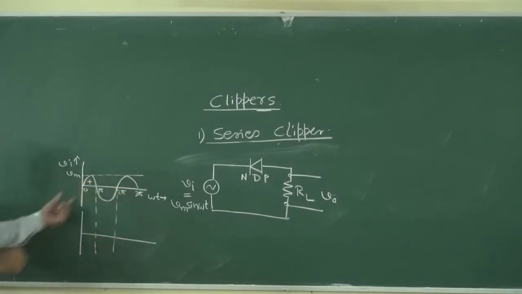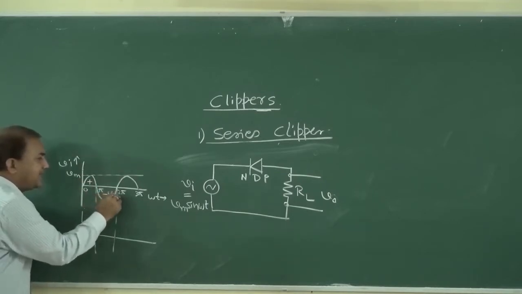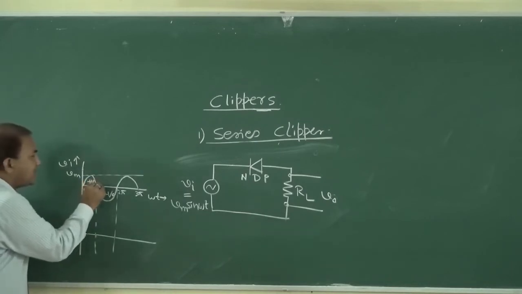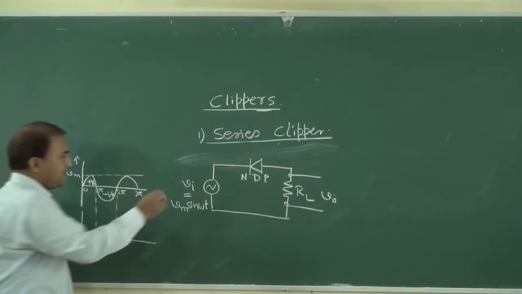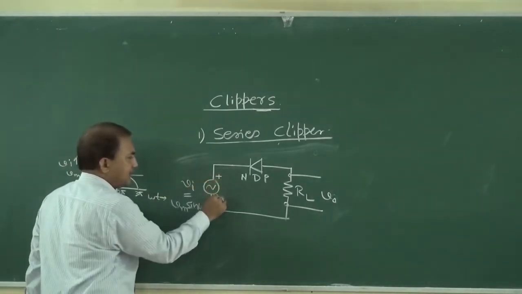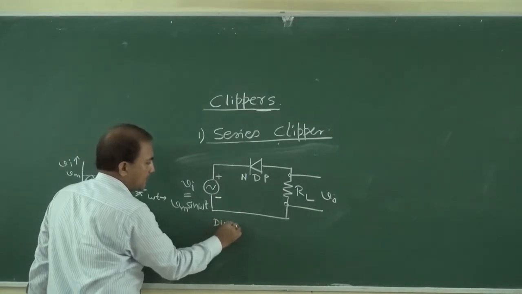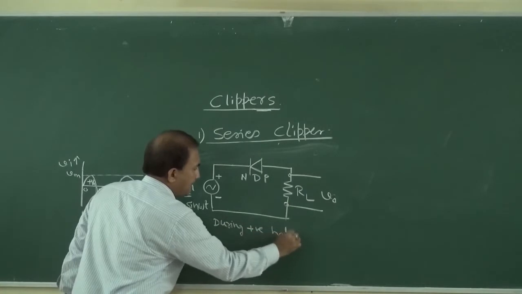This is the positive half cycle of the input, this is the negative half cycle of the input. During the positive half cycle, from 0 to pi, this terminal is plus and this is minus.